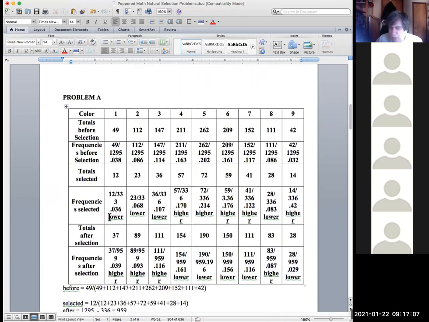Now, if we go back, we're going to pick less frequently than selected. These would be the ones where the frequency selected is lower. So if we go across and we look, 1 is lower, 2 is lower, 3 is lower, and 8 is lower.